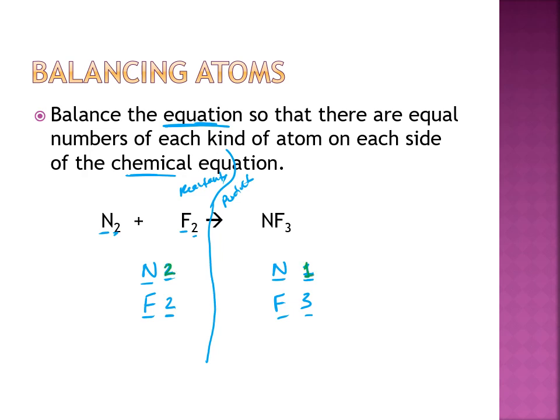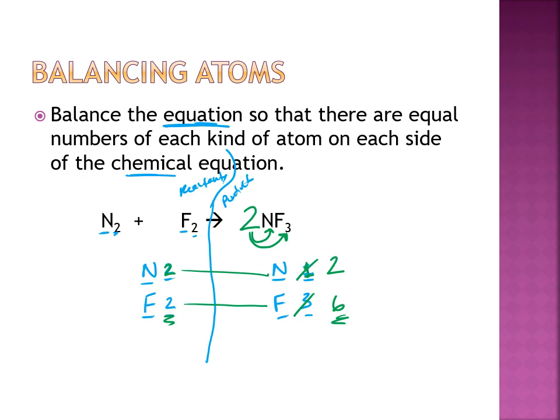I need more nitrogen. And so what I'm going to do is put a coefficient of 2 in front of NF3. So now I have 2 times N. I have 2 nitrogens. But I also have 2 times 3. I have 6 fluorines. So my nitrogens are a match. That's good. My fluorines are not yet a match. I have 6. I only have 2.